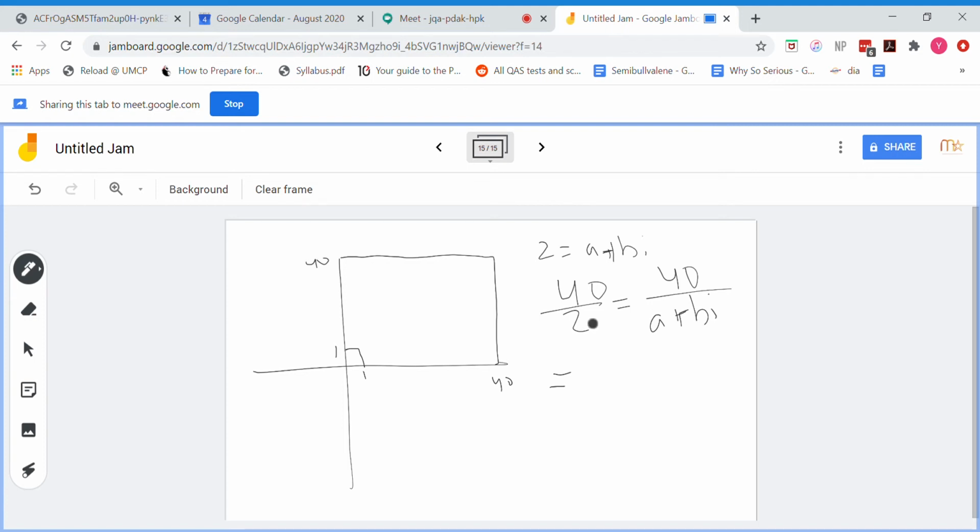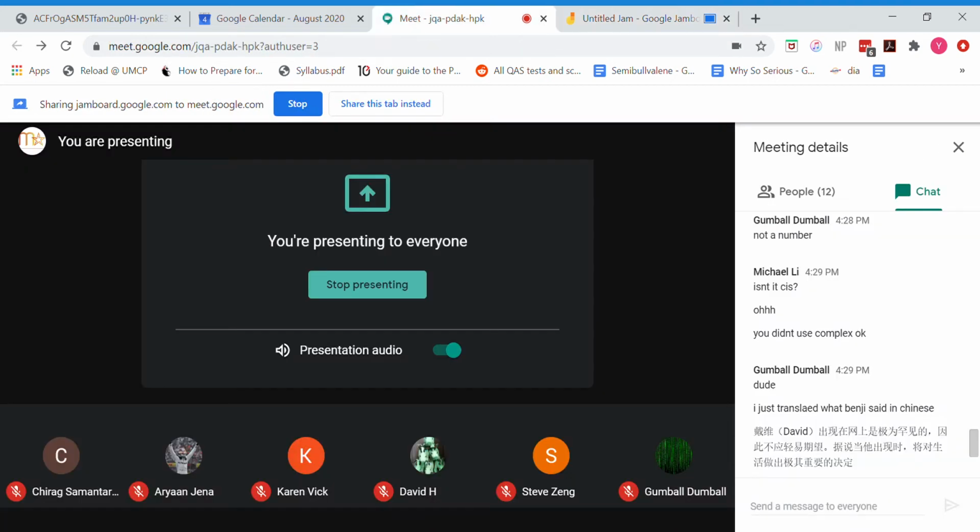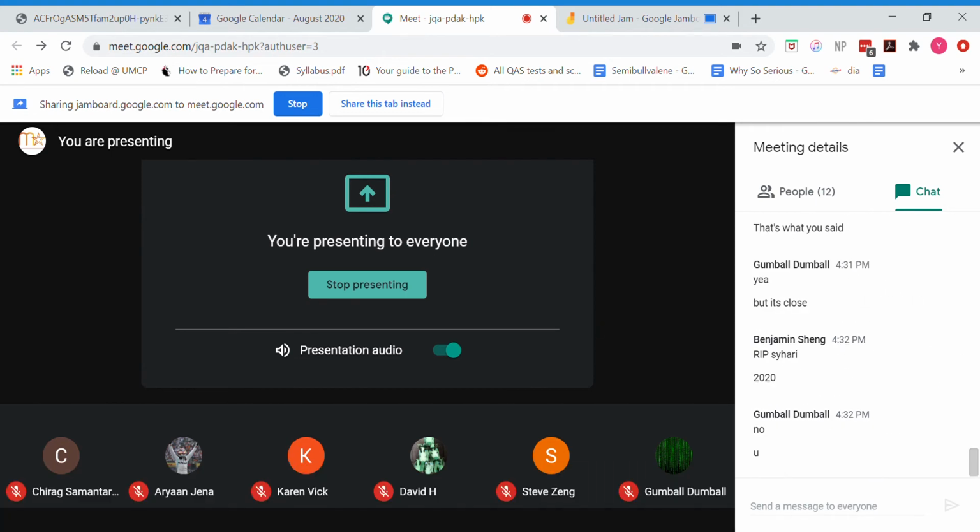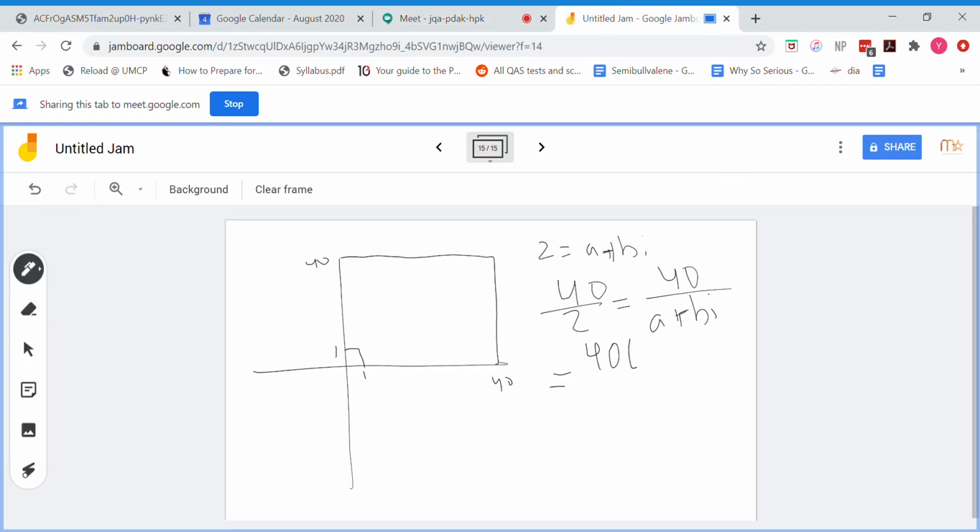And so this equals, if we rationalize, if we uncomplexify the denominator, we get 40 times A minus Bi over A squared plus B squared. And so the new number, 40 over Z, equals 40A over A squared plus B squared minus 40B over A squared plus B squared i. Okay, so we have that both of these parts are between 0 and 1.